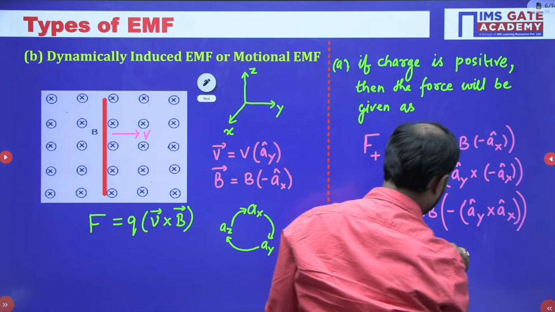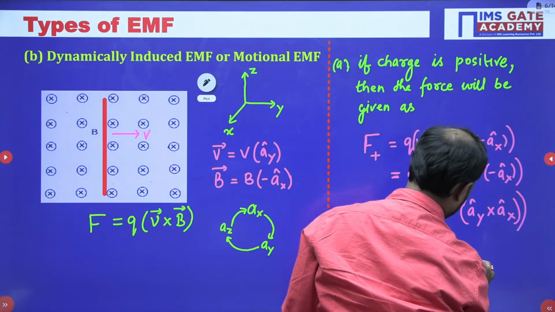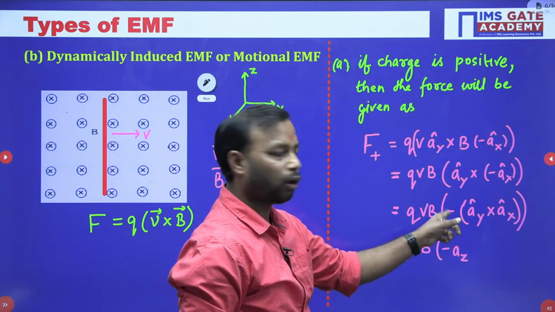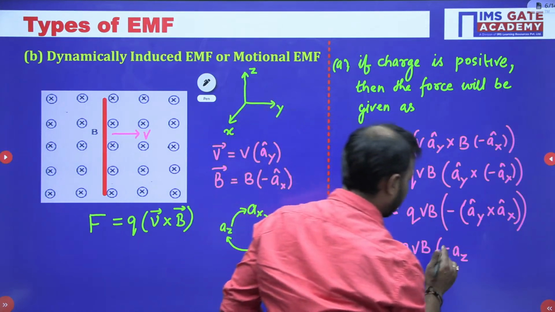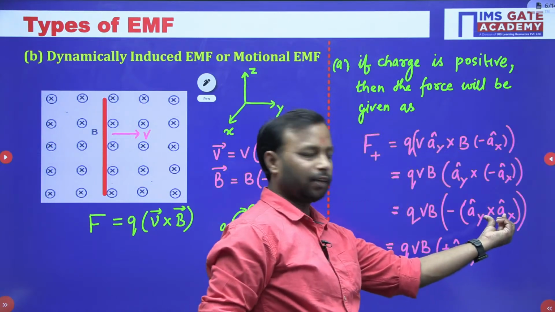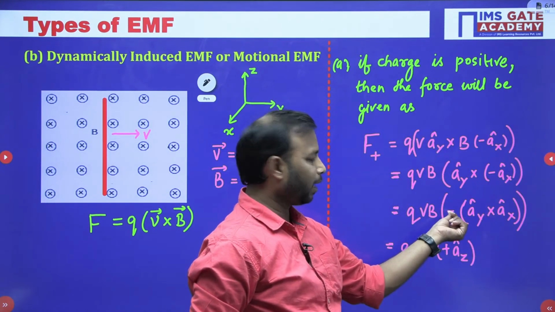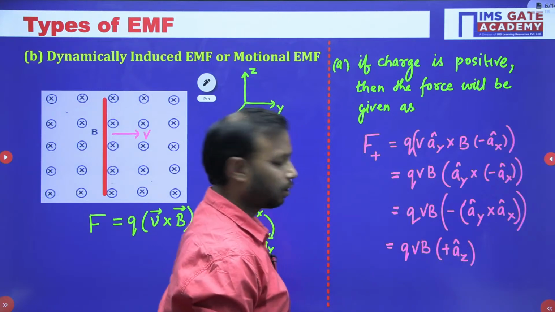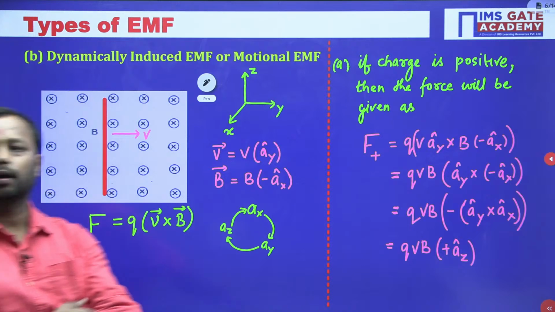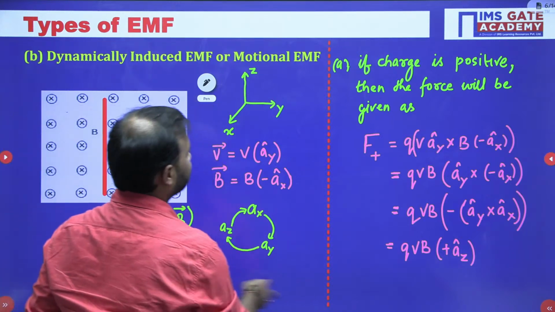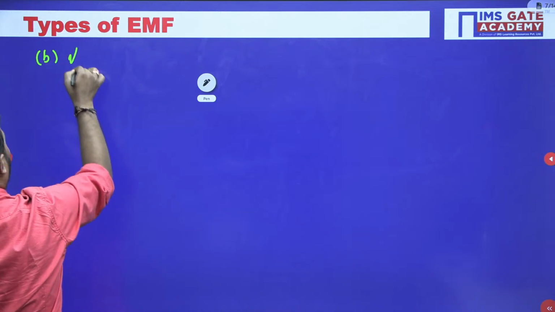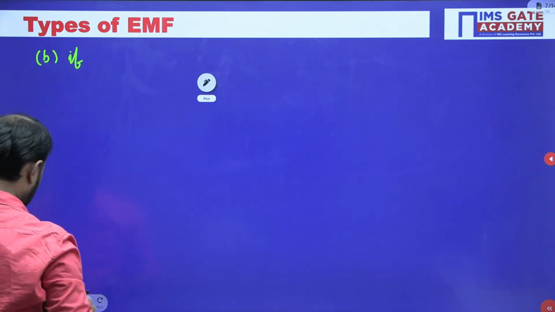So it is V B into minus az, and you have one more negative sign, so let me write plus az cap. Did you understand this? This will give you minus az, then this negative will make it plus. Any doubt? Now in the same manner, B. Okay, just a second.